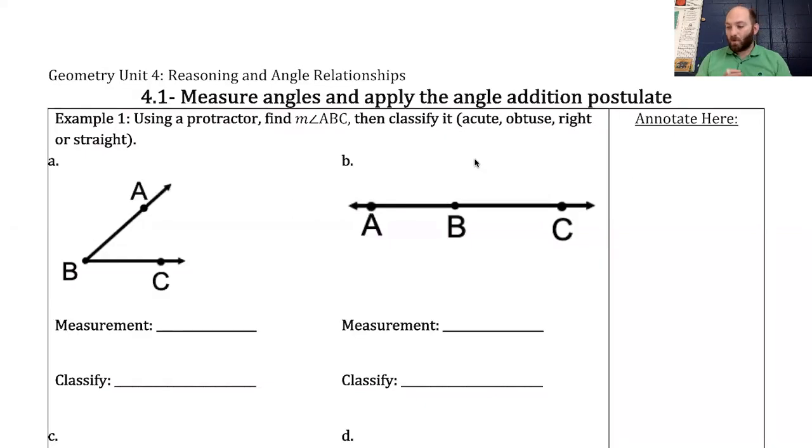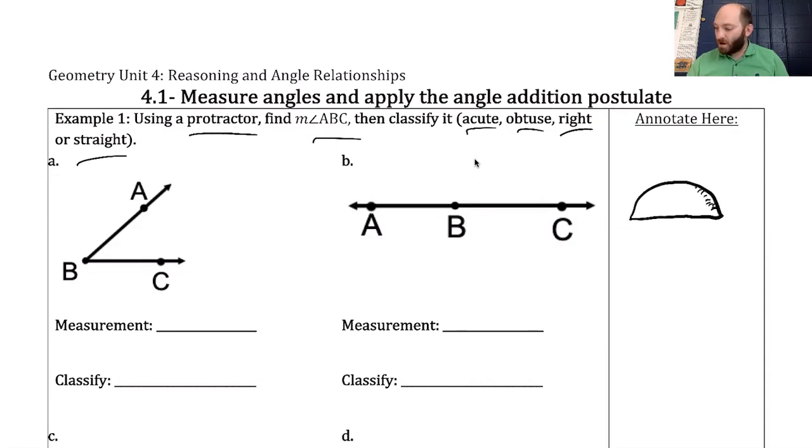Okay, so I know that the directions say here: using a protractor, find the measure of ABC, then classify it. These classifications are things you've seen in the past: acute, obtuse, right, or straight. I don't have a protractor for you. It's not an expectation that you had this to work on. A protractor, just in case you were wondering, is a little half circle, and all around the edge it ticks off angle measures.